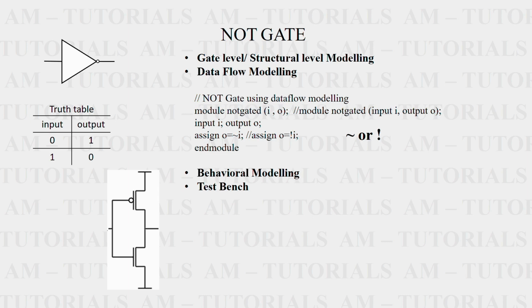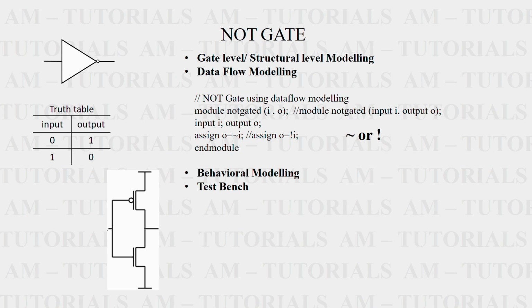Next type of modeling is, data flow modeling. Here we will use a keyword called assign, to give the continuous input value. We will use the same define module, and declare inputs and outputs, and end module. The only thing we are changing is, using of assign statement. Assign, O is equal to NOT of I. We use tilde symbol or, exclamation mark to indicate the inversion.